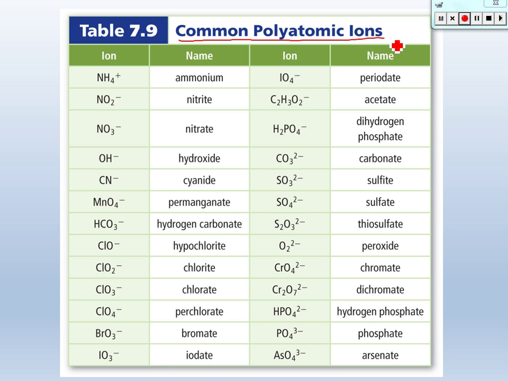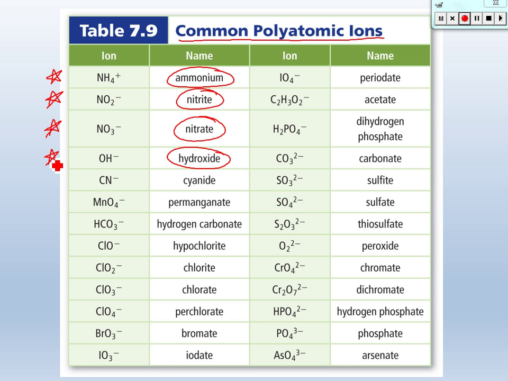Okay? So I'm going to put a star by this one. You should know ammonium is NH4 with a +1 charge. You should also know nitrite. You should also know the next one below it, nitrate. And then finally in this column, you should know hydroxide is OH minus. OH with a -1 charge. Okay?